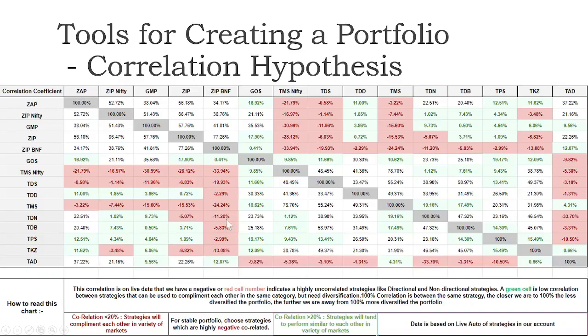Now this data is available freely and transparently on our Google Sheet, and it is updated regularly for this correlation.